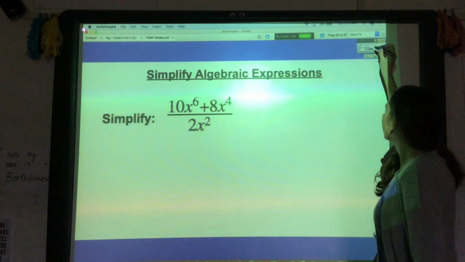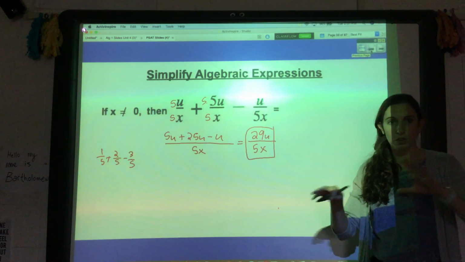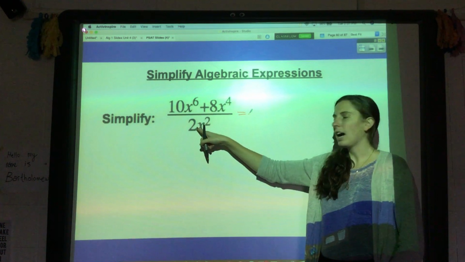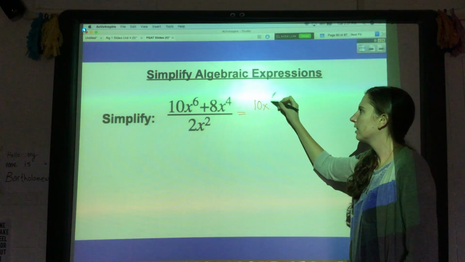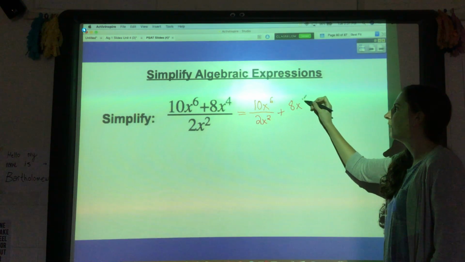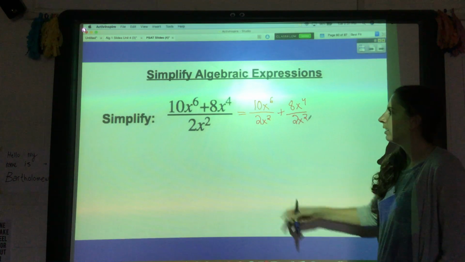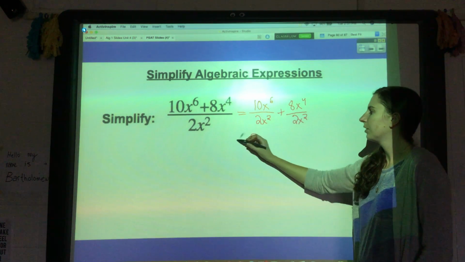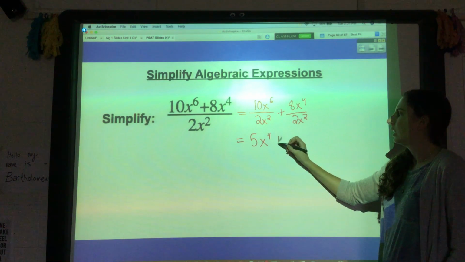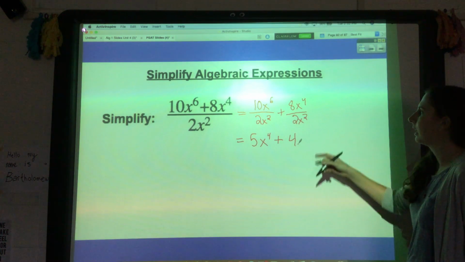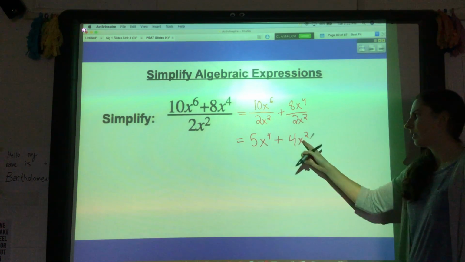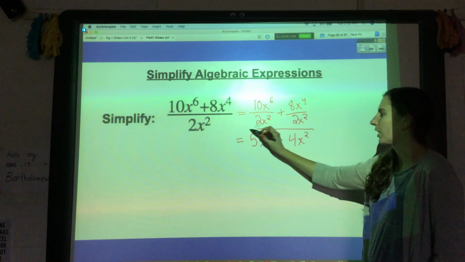Sometimes it's helpful to put them all together like we did on this problem, but sometimes it's more helpful to split them up. So like in this particular problem, I'm going to divide both of these by the 2x squared. So I'll have 10x to the 6 divided by 2x squared, and then also 8x to the 4th divided by 2x squared. 10 over 2 is 5, and if I have 6 but take away 2, now I have 4. 8 divided by 2 is 4, and then I had 4 x's but cancel out 2 of them, so now I'm left with 2. These are not like terms because they don't have the same exponent, so that's my final answer.